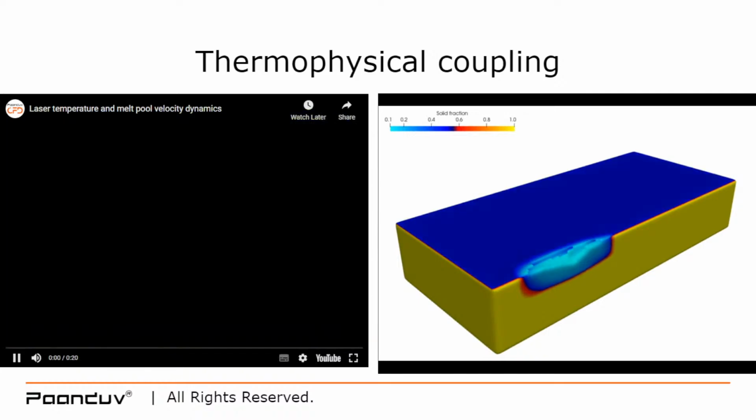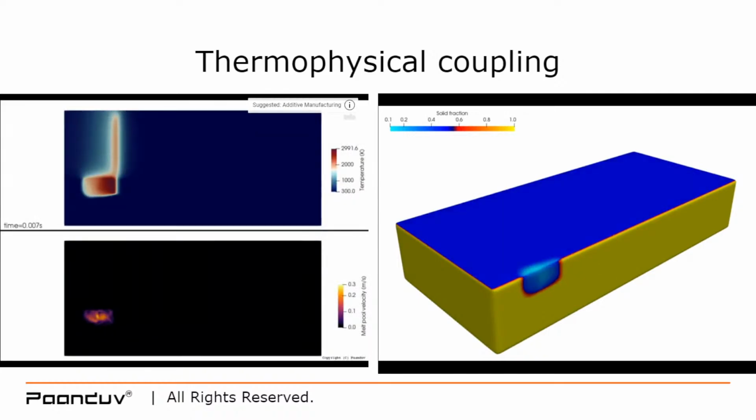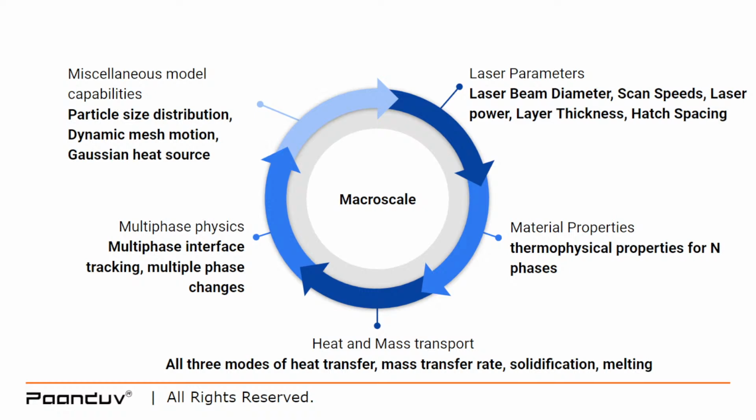Okay, I think you got the point. So if I move on, this is the overall macro scale modeling that OpenFOAM entails. We have laser parameters that involve laser beam diameter, scan speeds, laser power, laser layer thickness, and hatch spacing. There are material properties in play, thermophysical properties for n different phases.